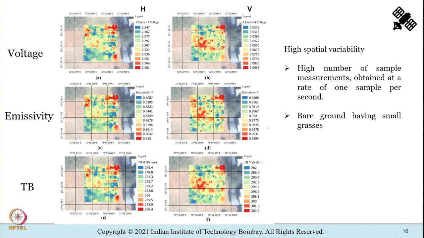So, what you see here is the voltage in the first row in the horizontal and vertical polarization. You can see the legend as well. The emissivity again in the horizontal and vertical polarization, and the microwave brightness temperature abbreviated as TB in the horizontal as well as vertical polarization. Okay, so, this was a small case study for us to understand more about the calibration details of a radiometer, as well as what are the outputs, what is the information you get by using a radiometer. So, these were the preliminary results.